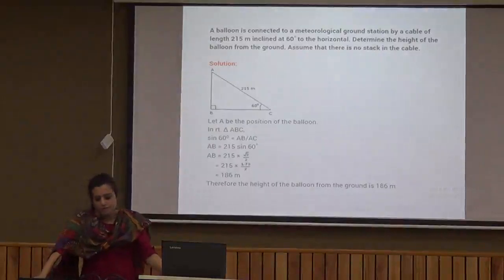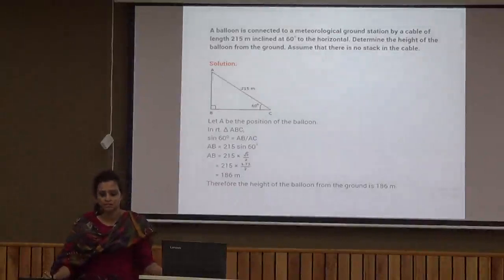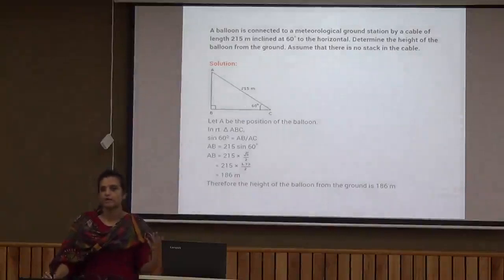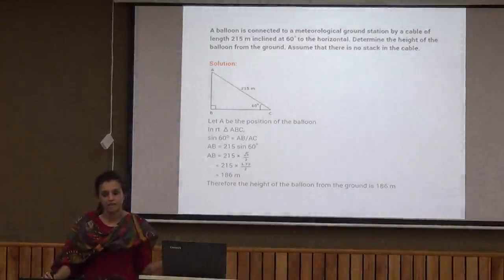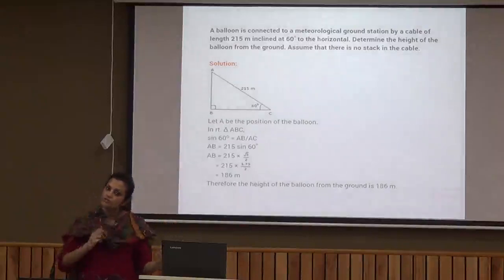A balloon is connected to a meteorological ground station by a cable of length 215 meter inclined at 60 degrees to the horizontal. Children, I think the question is the same, just that the premise and the language of the question has changed a bit. In the previous example, the distance on the ground was given to you. Now the hypotenuse is given to you. If the hypotenuse is given to you and you need to find height, that is, h is given and you need to find p, so which trigonometric ratio are we going to use?